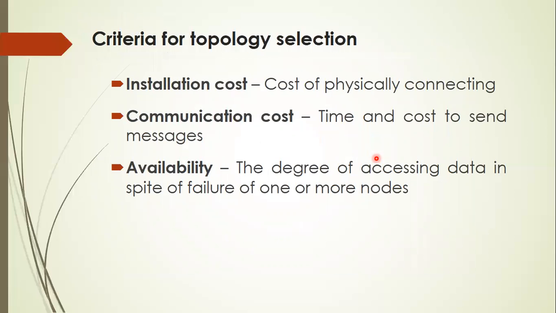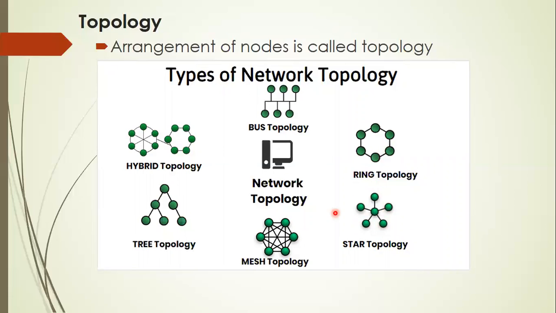Availability. Availability means if the failure of one site stops the entire system, then the availability is very, very poor. For example, in the case of star topology, the availability is poor because if the central processor fails, all the nodes connected to it also stop, because there is no direct communication between two computers. In the case of mesh topology, the availability is high because failure of one or two sites will not halt the system, because every computer is connected to every other computer.